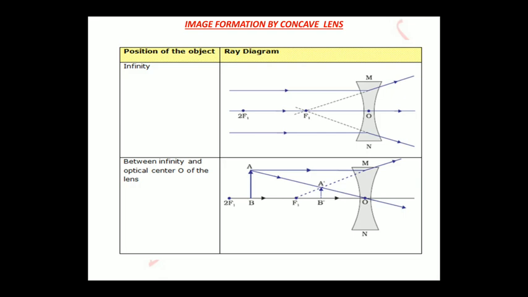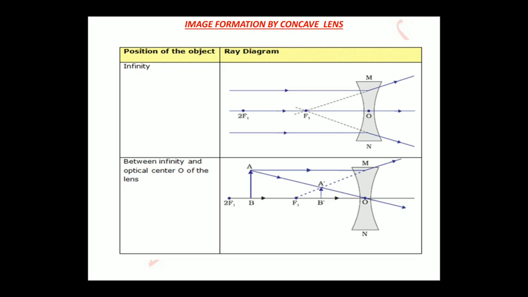The second position is when the object is between infinity and the optical center of the lens, anywhere the object can be. Now what happens? A ray passes parallel to the principal axis, falls on the lens, and diverges from the principal axis in such a manner that when the refracted ray is extended behind the lens, it falls on f1. The other ray passes through the optical center. So we are going to have an image, and that image is A dash B dash. This time, as you can see, the image we have got is virtual, it is erect, and its position is between focus and the optical center.